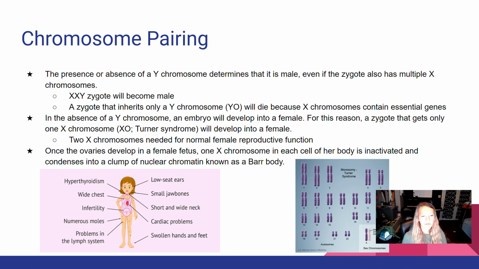Two X chromosomes are absolutely needed for normal female reproductive function. So once the ovaries develop in a female fetus, one X chromosome in each cell of her body is inactivated and condenses into a clump of nuclear chromatin known as a Barr body.